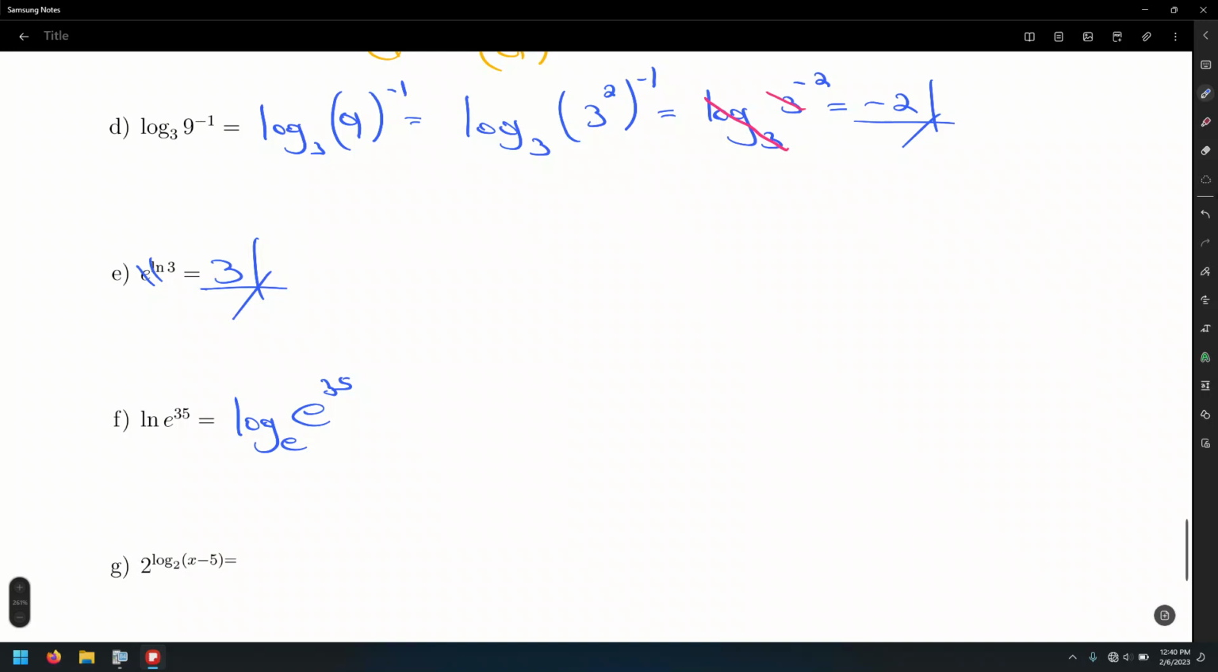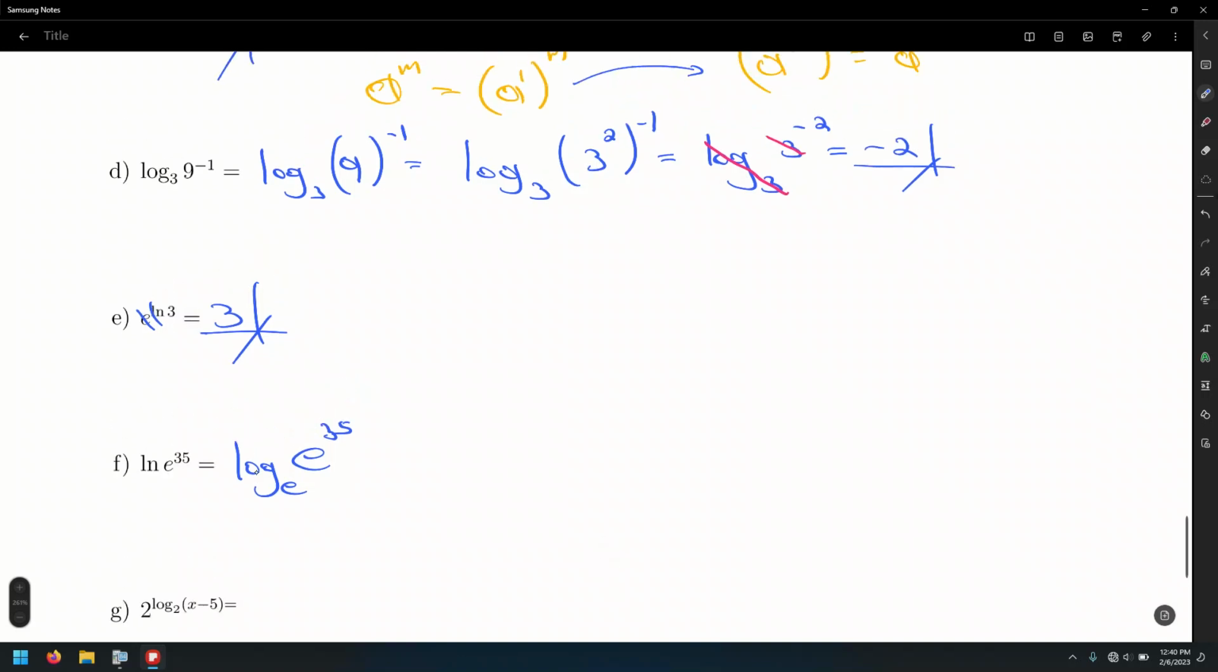It wouldn't hurt to do this, but it's not required. Again, these are things that are understood, things we take for granted when we see ln versus E or E versus ln. Just wipe them out. Final answer, 35.